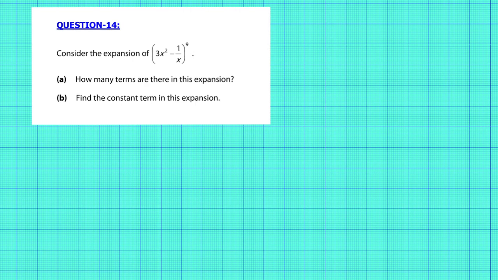Question 14. Consider the expansion of 3x squared minus 1 divided by x all raised to the power of 9. A. How many terms are there in this expansion? Because n is equal to 9, there are 9 plus 1, which equals 10 terms.